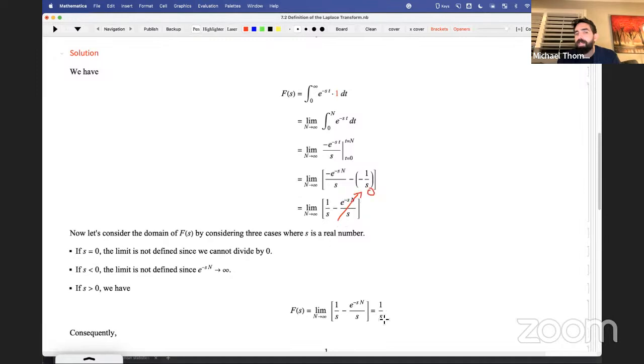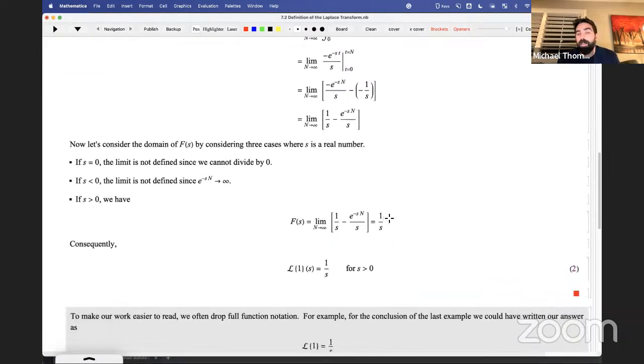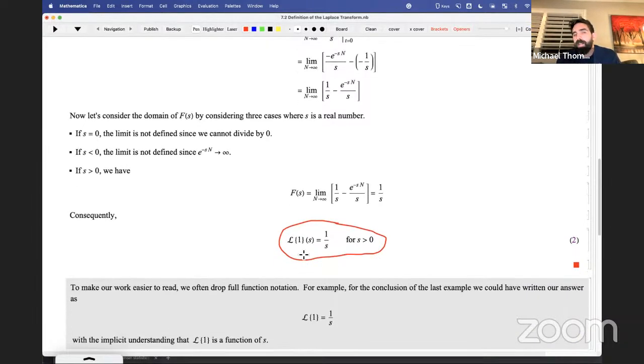And what you're left with is 1 over s. That okay? All right. So what that means is we've got our first Laplace transform successfully calculated. We figured out that the Laplace transform of the one function, which is a function of s, so I'll put that in for right now, is 1 over s, and it's valid so long as s is greater than 0.